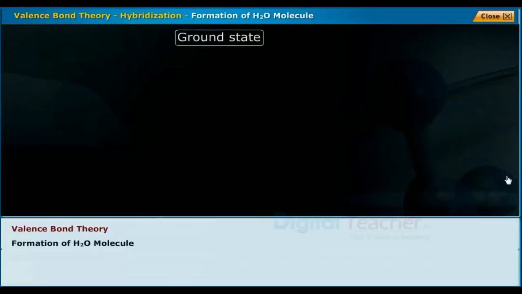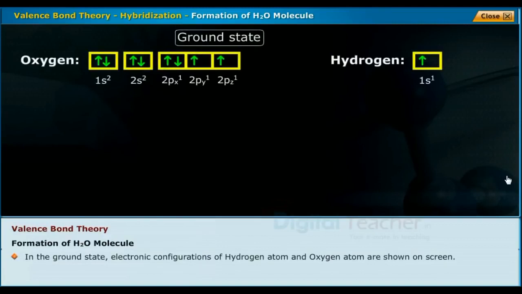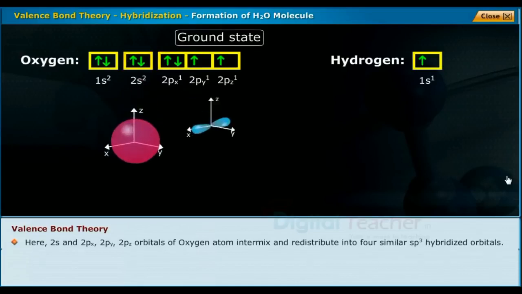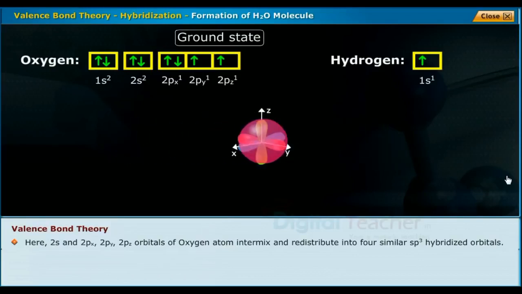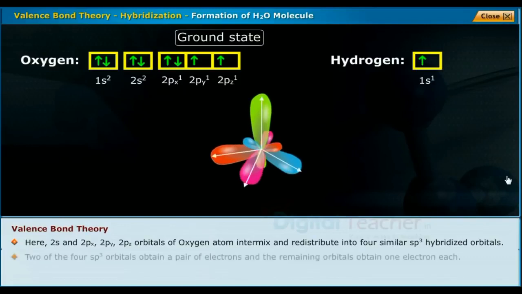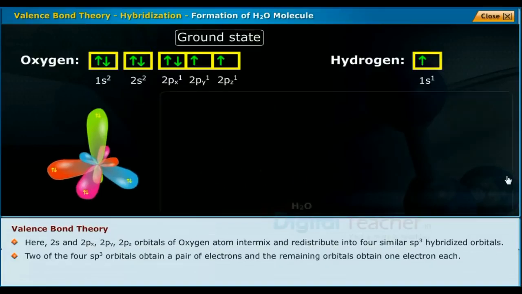Formation of water molecule. In the ground state, electronic configurations of hydrogen atom and oxygen atom are shown on screen. The oxygen atom has 2 unpaired electrons in 2p orbital, that is 2py, 2pz. Here 2s and 2px, 2py, 2pz orbitals of oxygen atom intermix and redistribute into 4 similar sp3 hybridized orbitals. 2 of the 4 sp3 orbitals obtain a pair of electrons and the remaining orbitals obtain 1 electron each.